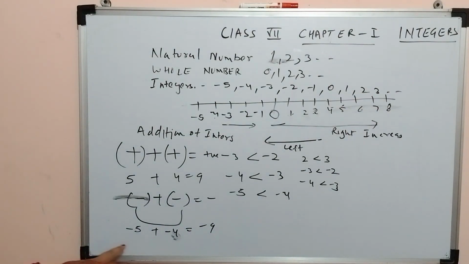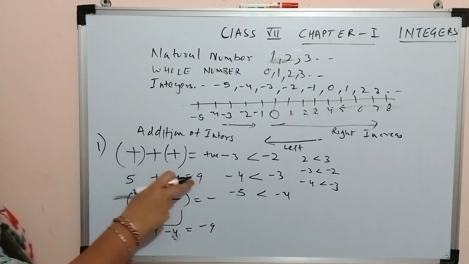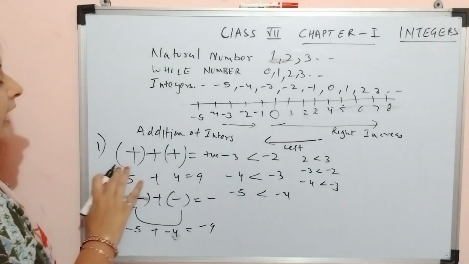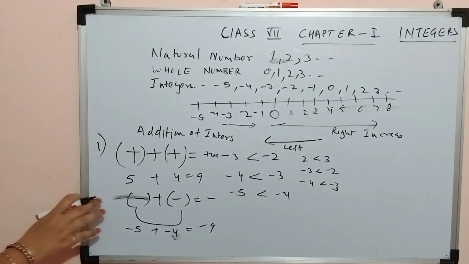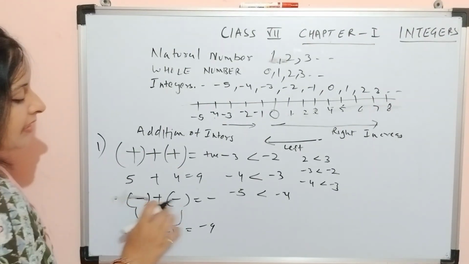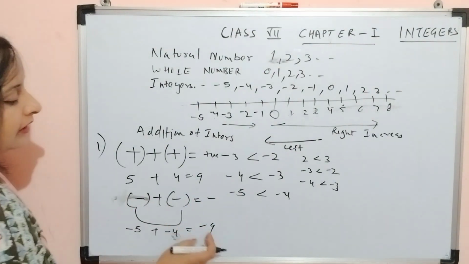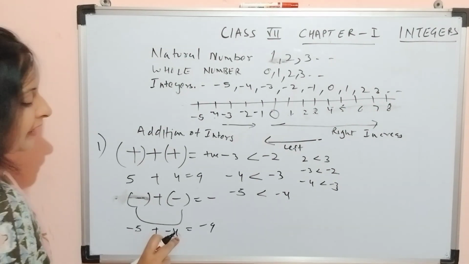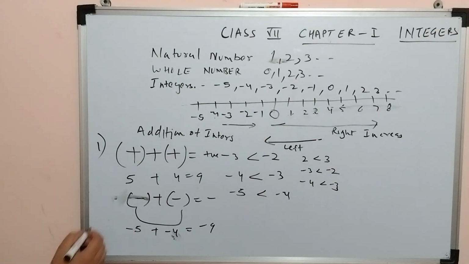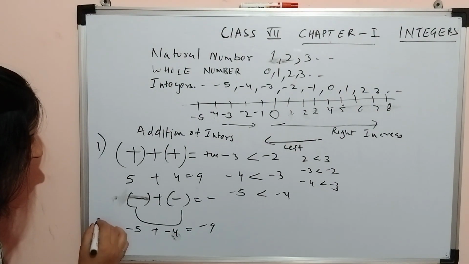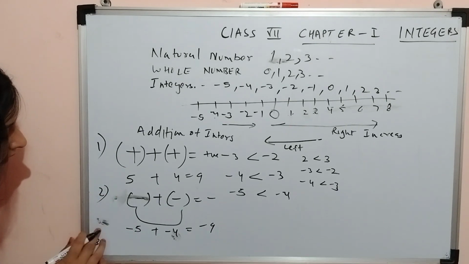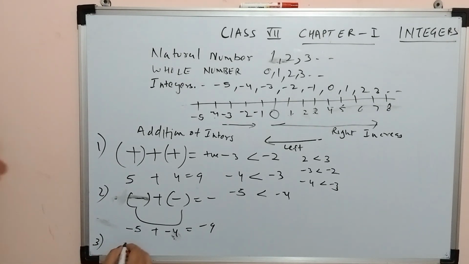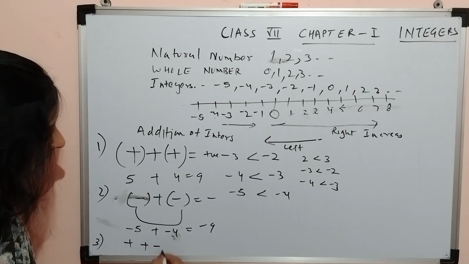So when you are adding two negative integers, this is the first thing. When you are adding two positive integers, the answer will be positive and the numbers will get added. If you are adding two negative integers, the answer will be negative and the value will be the sum of these two numbers. For example, -5 plus -4 is equal to -9. And the third case is when you are adding a positive integer and a negative integer.